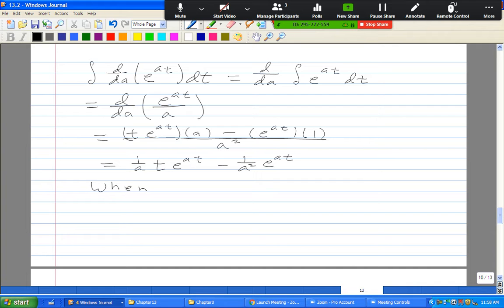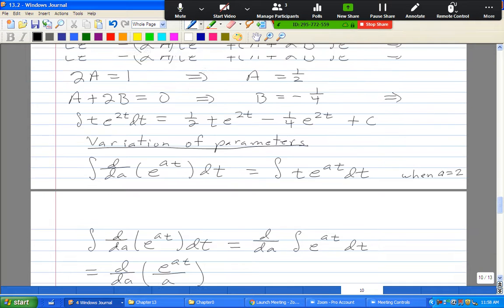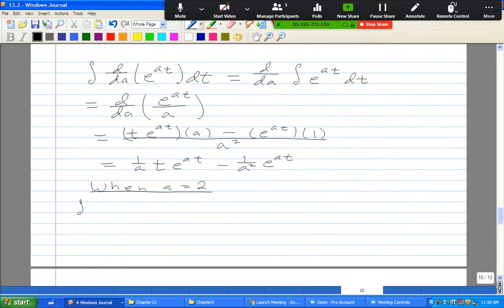So when a is equal to 2, we have the following: the integral of t e to the 2t dt is equal to, well, a is 2, so it's 1/2 t e to the 2t minus 2 squared is 4, so it's 1/4 e to the 2t. Well, since we took the derivative, I'm always off by a constant, so plus c. Okay. So no matter what, this is what my integral is.